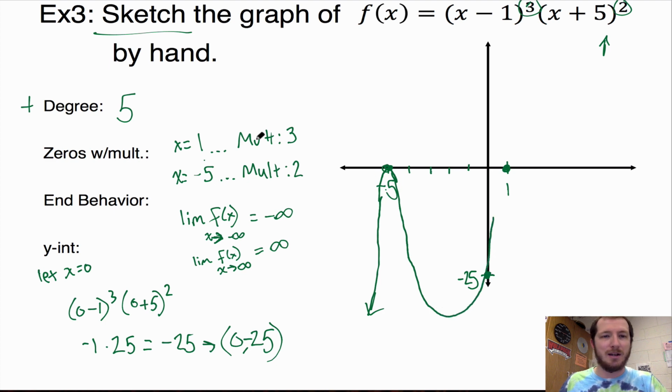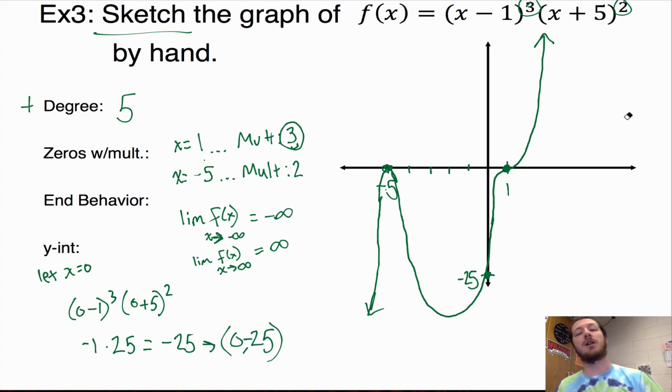And then at 1, we have a multiplicity of 3. So we know we're going to cross at 1. And because of that 3 multiplicity, it's going to look like a cubic, so we're going to flatten out a bit, and then I'm going to make it increase some over here. Okay, knowing that it's just going to get bigger. All right, so there's our sketch. Again, without using a calculator, by hand, using what we know about the degree, zeros, multiplicity, and behavior, and throwing in our y-intercept for one more point.